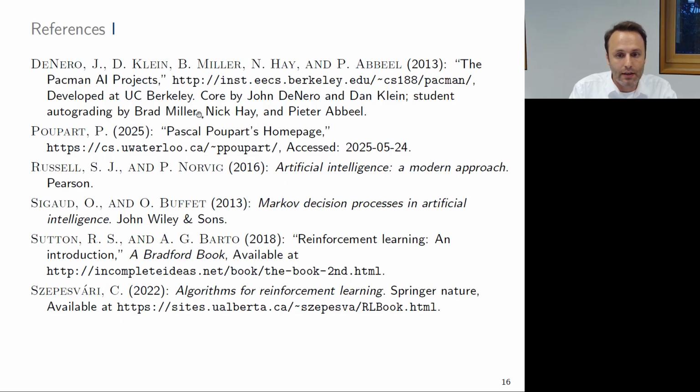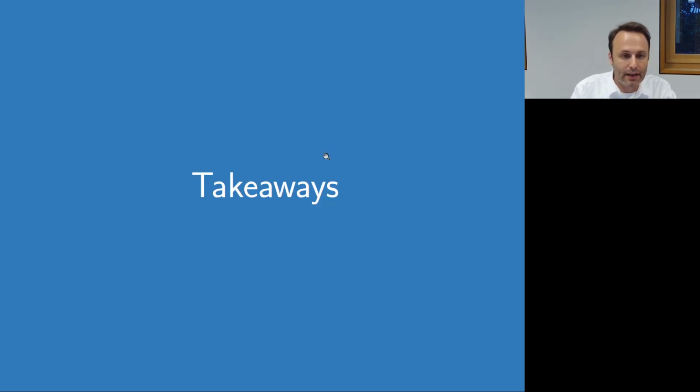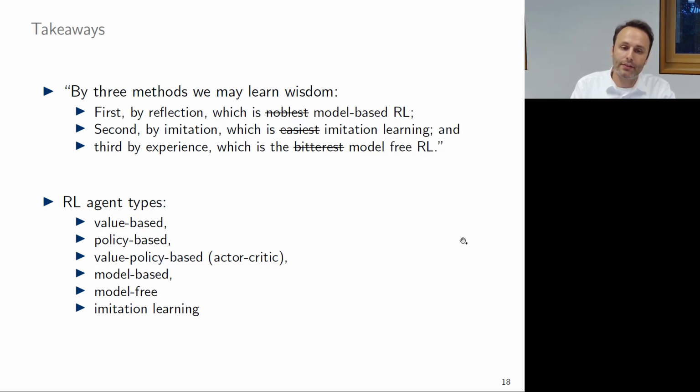Here are some references and some takeaways. So by three methods is it that we learn some wisdom. First is by reflection, and that's model-based reinforcement learning. Second, by imitation, and that's imitation learning. And third, by experience, which is model-free learning. And we got a couple of reinforcement learning agents. Some are value-based, some are policy-based, some have both value and policy-based components. Some are model-free, and some are model-based, and imitation learning is a middle ground.